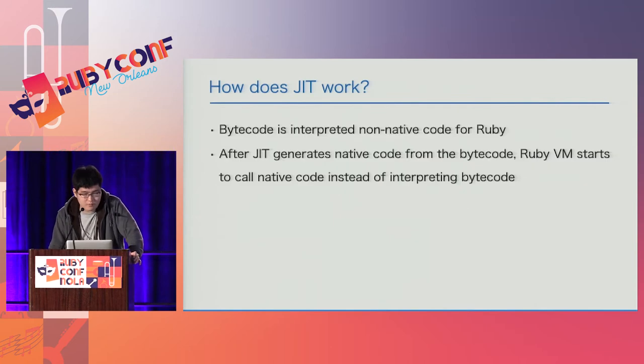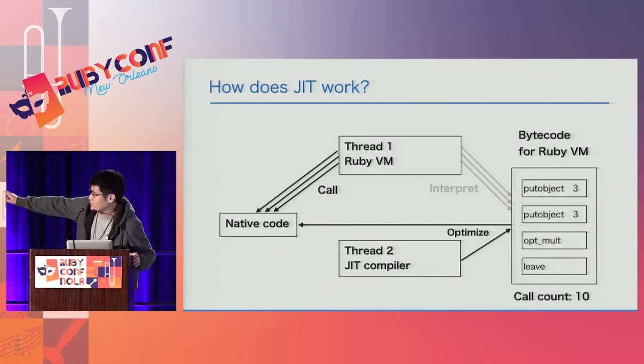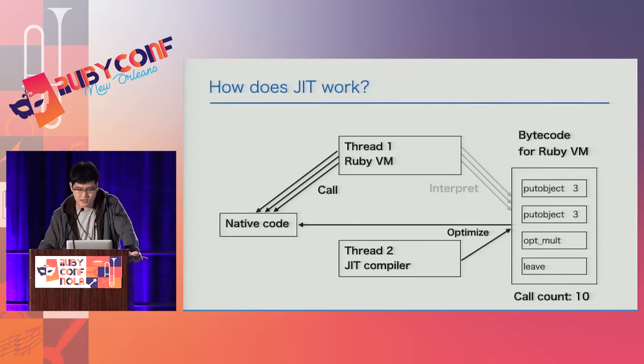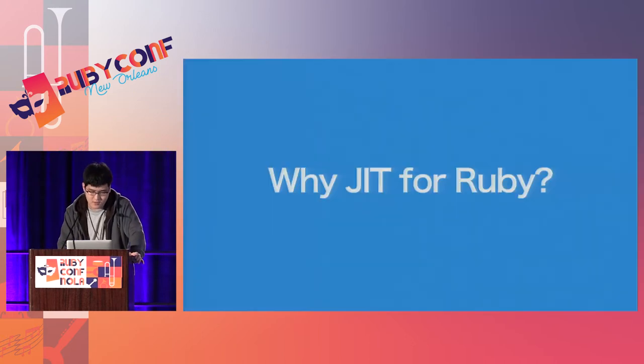So the bytecode is the actual code of Ruby, and after the JIT generates native code from bytecode, the Ruby VM starts to call native code. So that's the basics of a JIT compiler. If the native code is faster than evaluating bytecode one by one, it becomes faster.